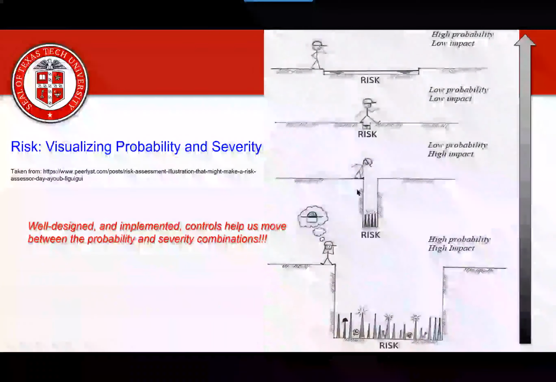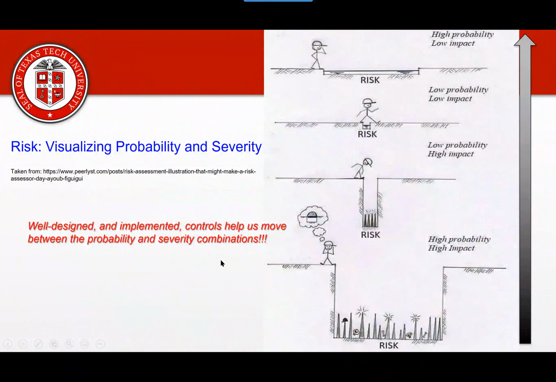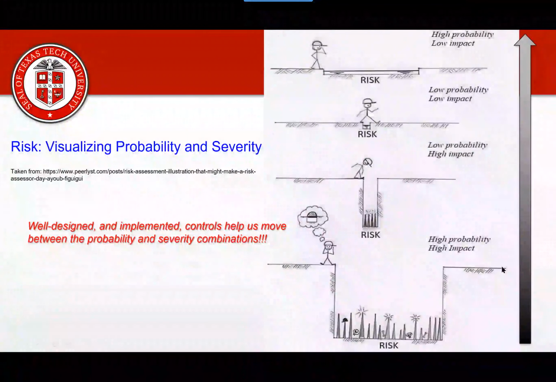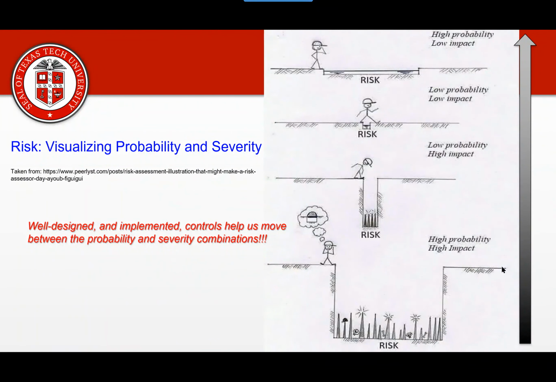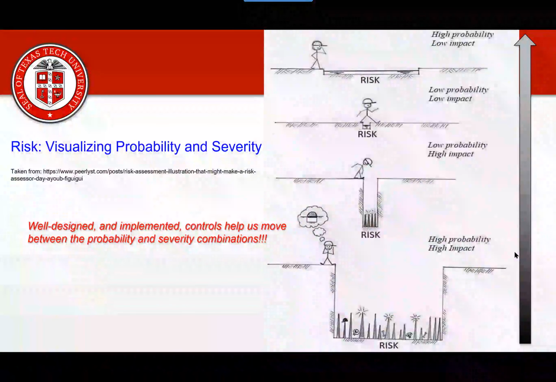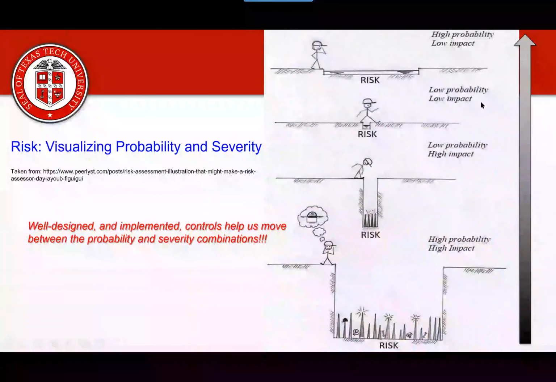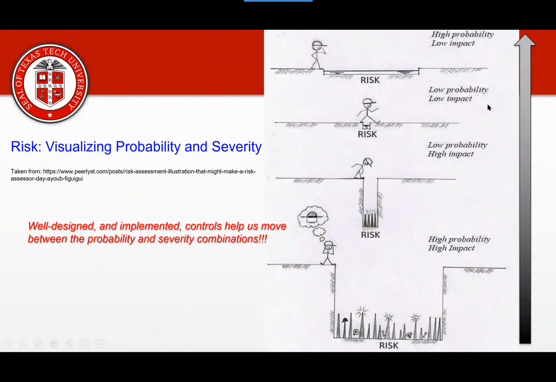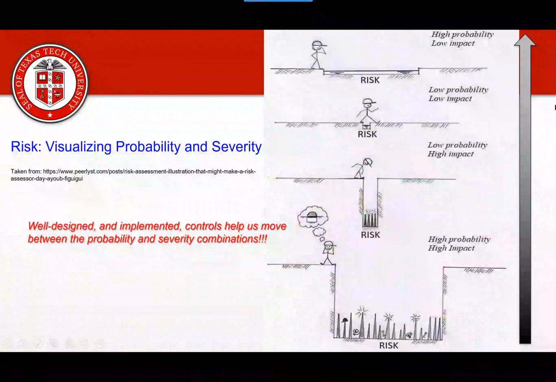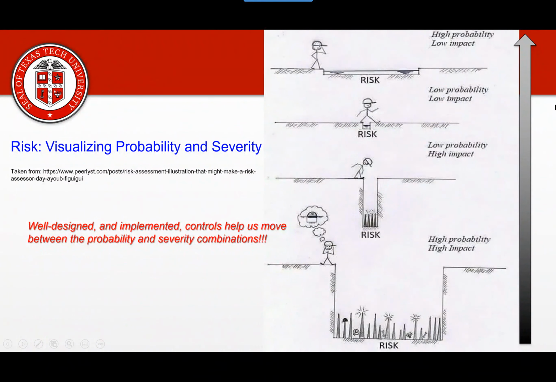And again, remember, well-designed and implemented controls are going to help us move between these probability and severity combinations. So we first got to figure out where in terms of risk we are in a particular job, a particular task, a particular assembly line, whatever the case may be. Where do we fall right now? Then we can implement some controls which will help us move it to one of these better categories. Low probability, low impact would be great, wouldn't it? There's very little chance of us encountering the hazard, and when we do, it's going to be low impact.